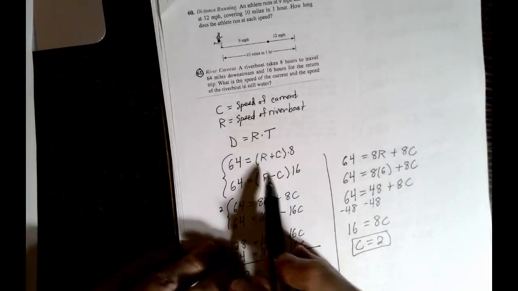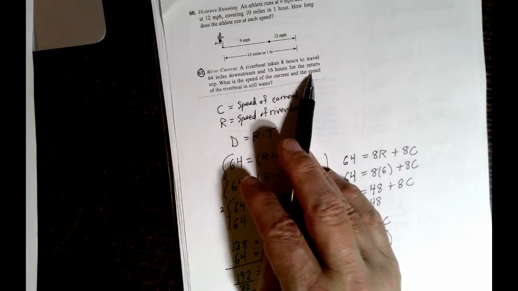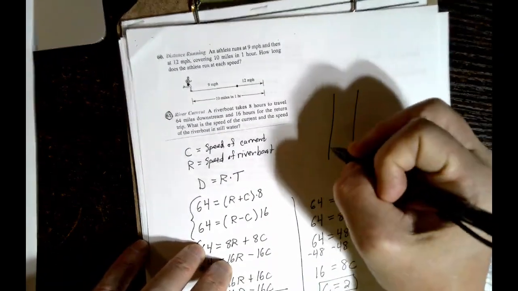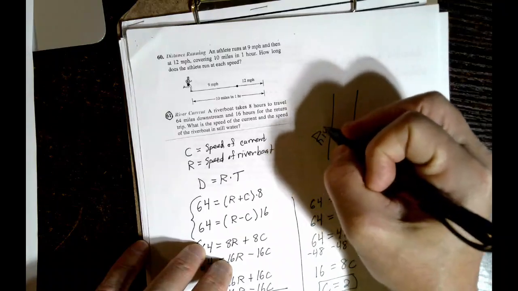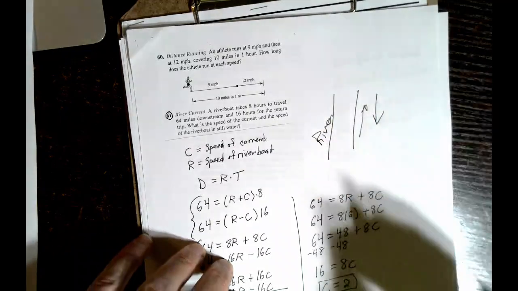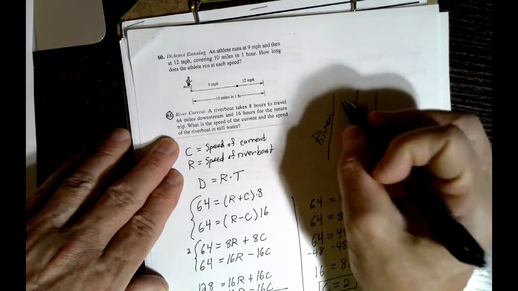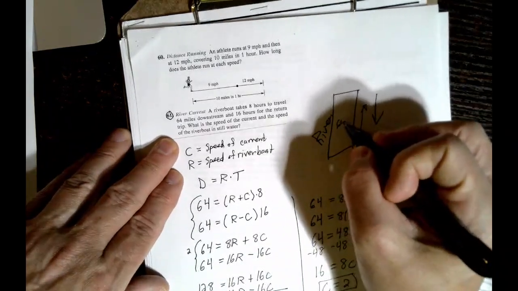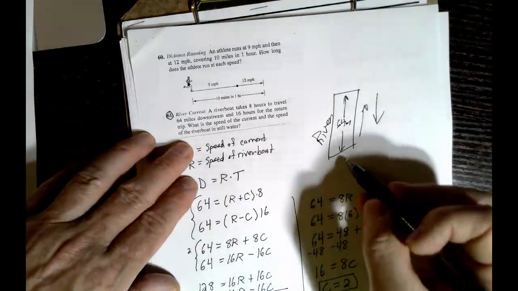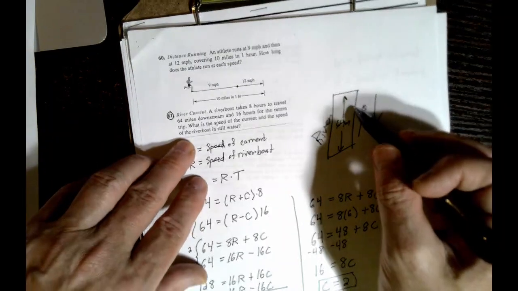But the first idea is a riverboat takes 8 hours to travel 64 miles downstream. Okay, so imagine this is upstream and here's your river. So going upstream versus downstream. So a riverboat takes 8 hours to travel downstream 64 miles. So we know the total distance they're traveling is 64 miles, right? And 16 hours to go back upstream. So it takes you twice as long to go back up than it does to go back down.